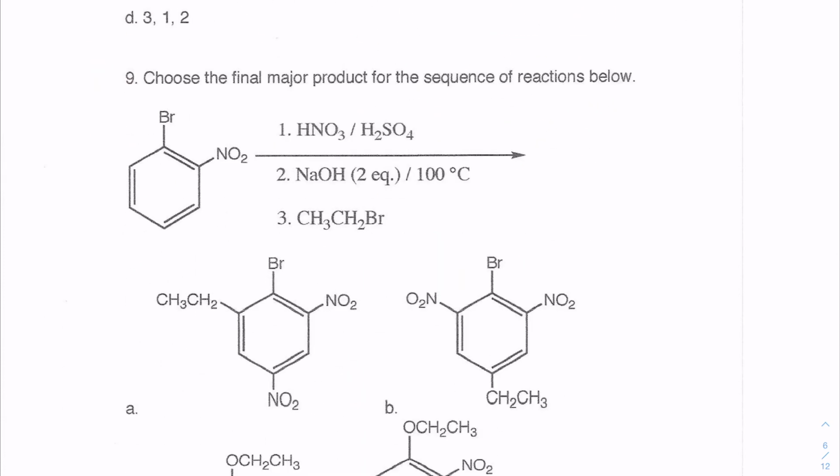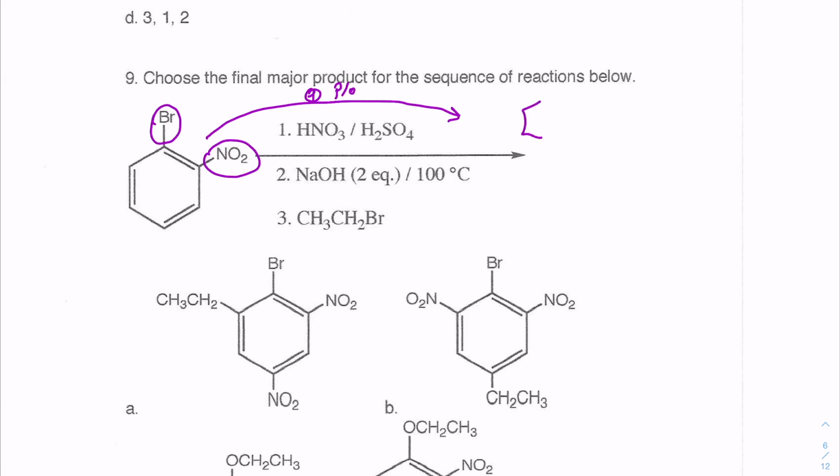Now looking at number 9, it's just a bunch of reactions. So the first reaction is going to be HNO3 over H2SO4. In this reaction, you always look at the benzene ring and what the benzene ring is connected to. The benzene ring is connected to a deactivating group, or an electron withdrawing group, and it's also connected to a Br. The bromine acts as a weak deactivating group, but it also allows the benzene to react, and it adds on para and ortho substituents.